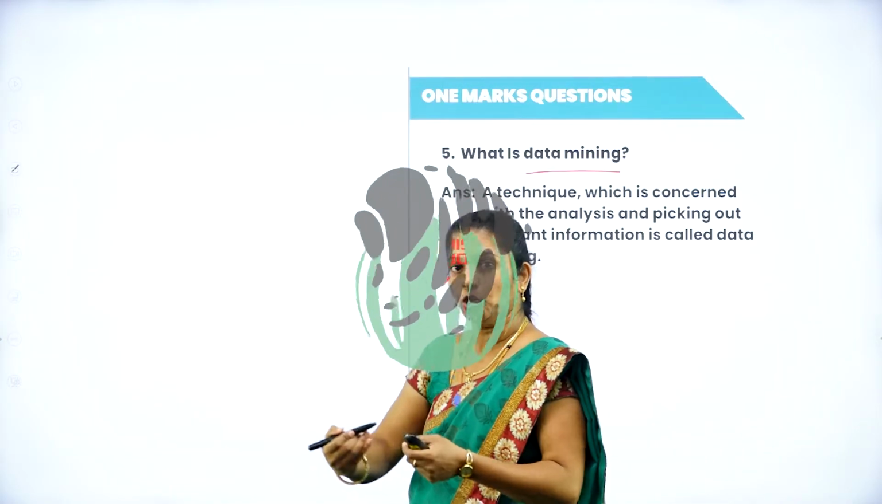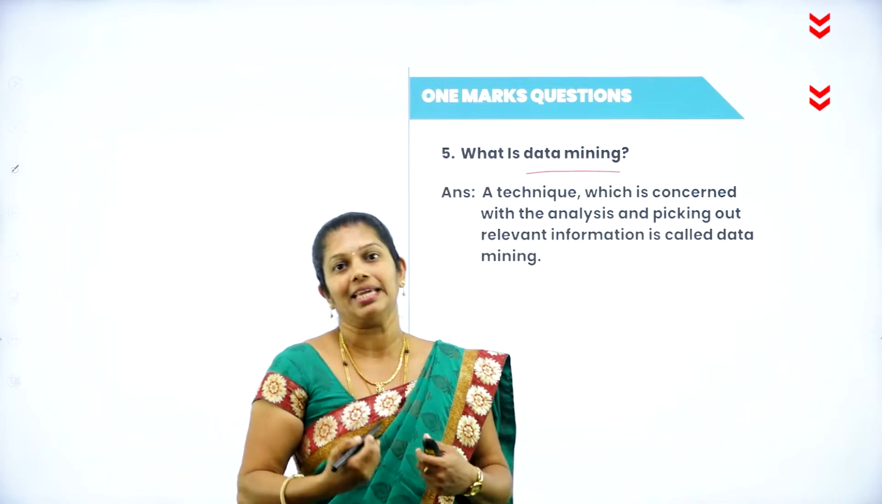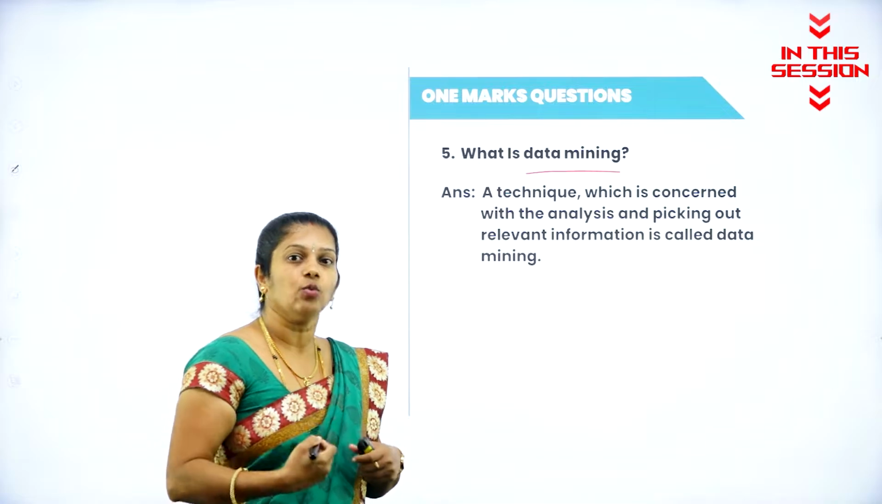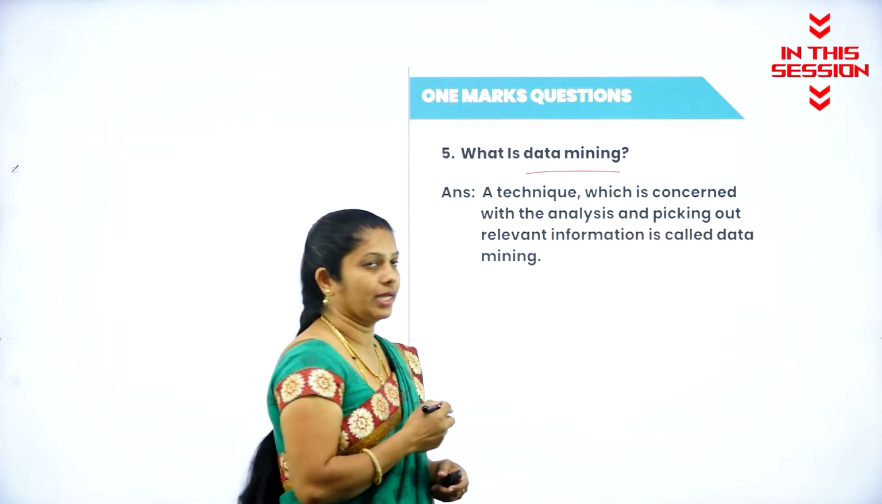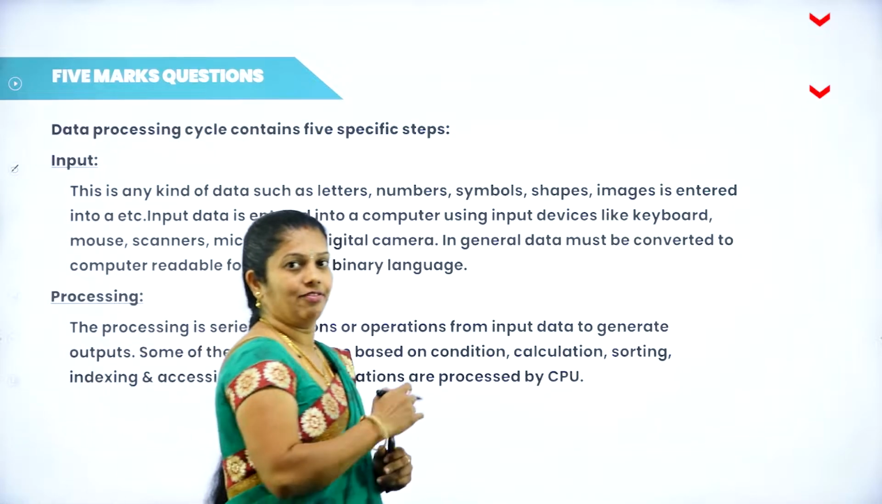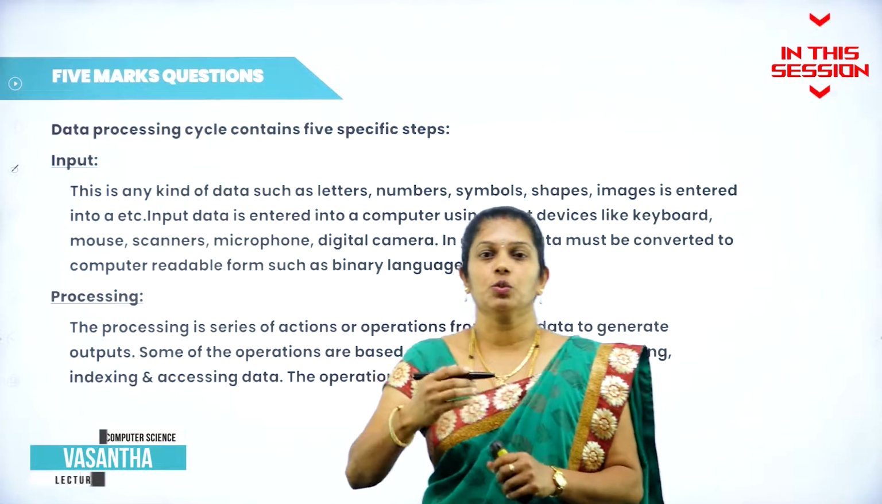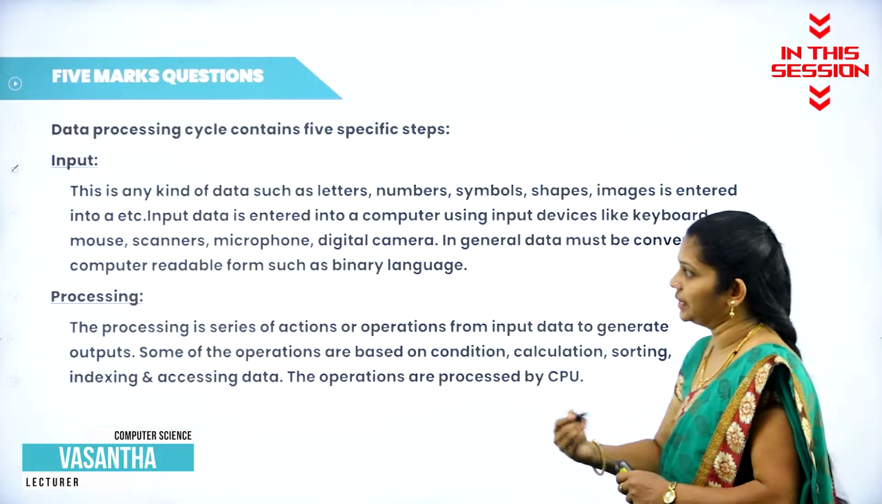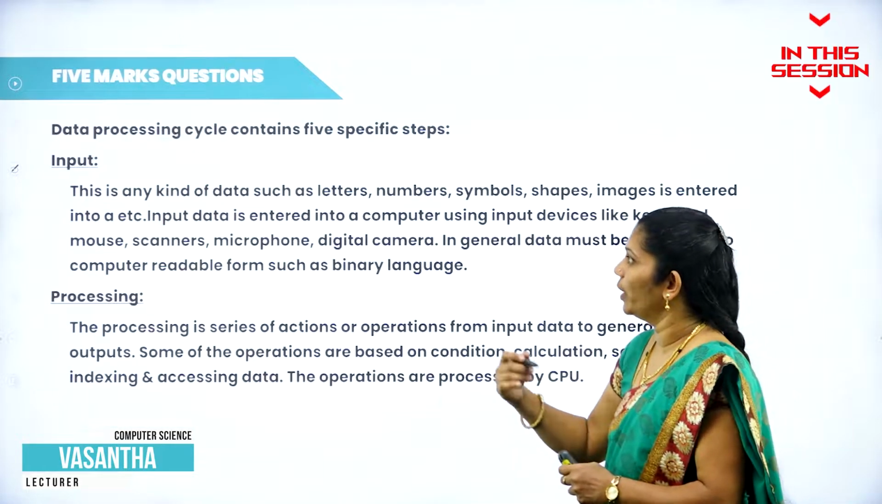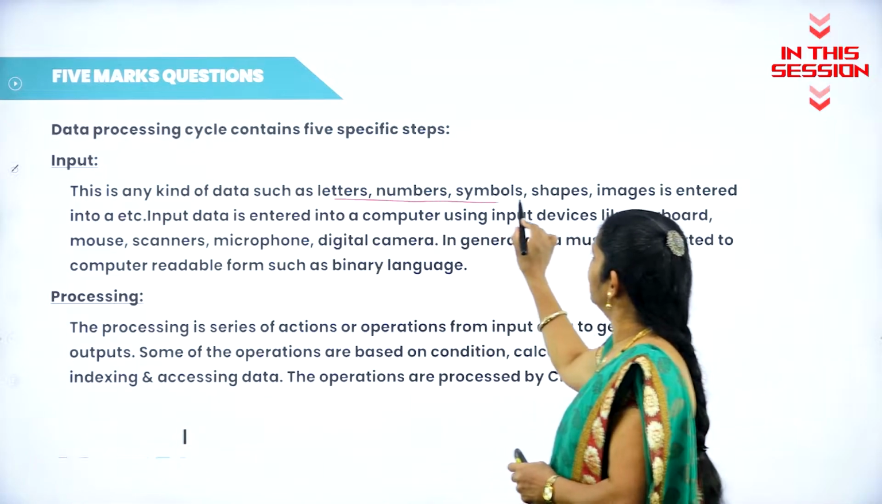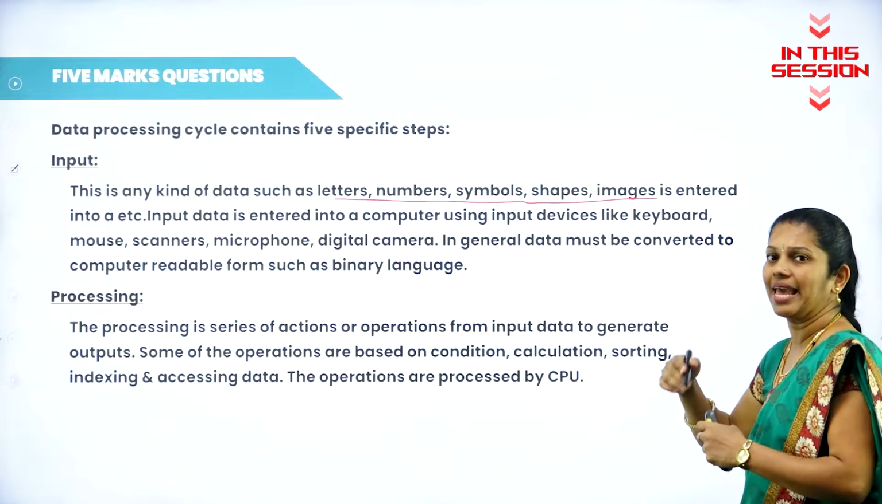Whichever we want, only we are picking that information which is required for our process, is called data mining. When we come to the data processing cycle, there we have input. That means whatever data we have to process, we have to put into the processing, where the data may be letters, numbers, symbols, shapes, images, etc.